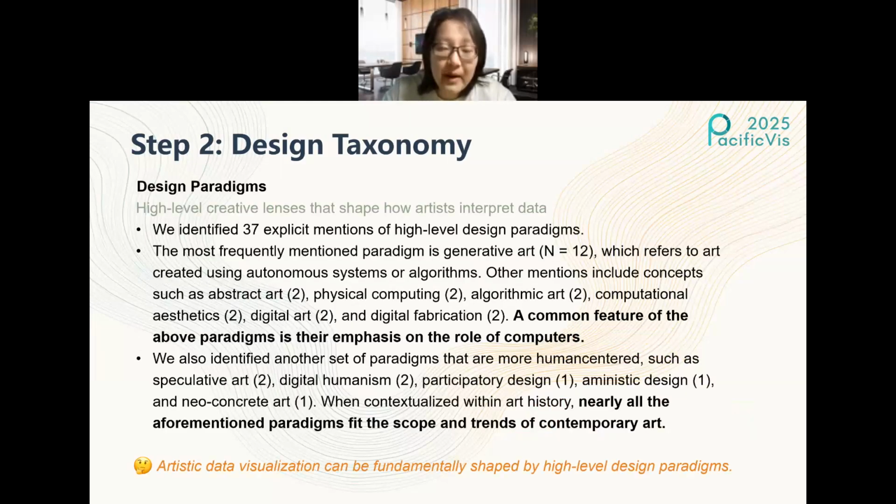First, design paradigm. These are the high-level creative lenses that guide the whole approach. Across the corpus, we identified 37 explicit mentions of such paradigms. We found that artistic data visualization can be fundamentally shaped by high-level design paradigms.